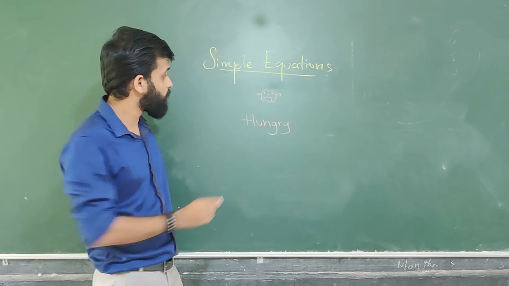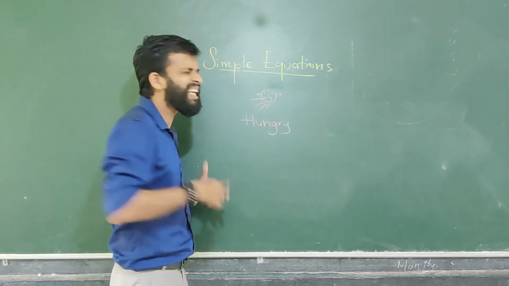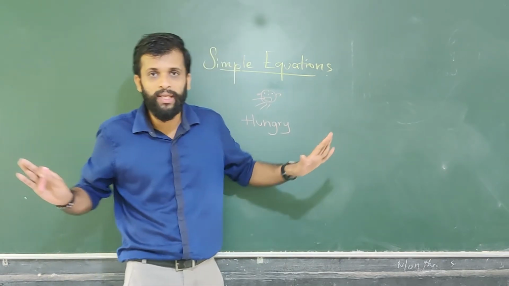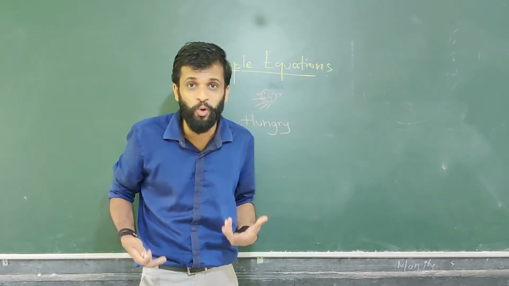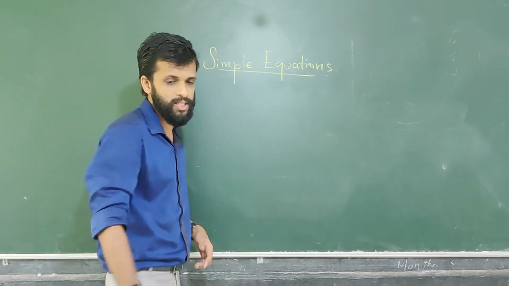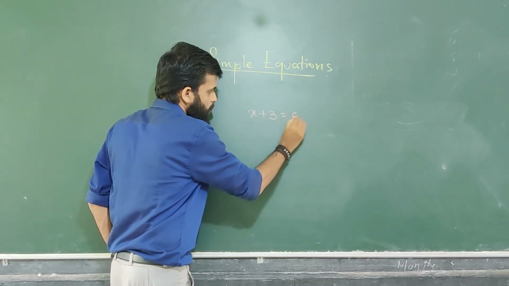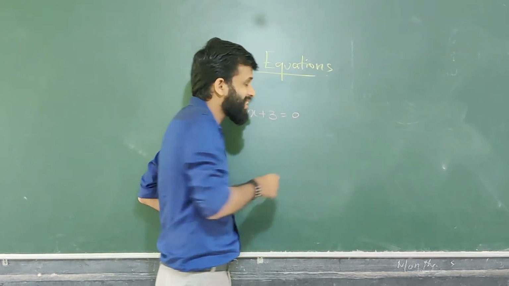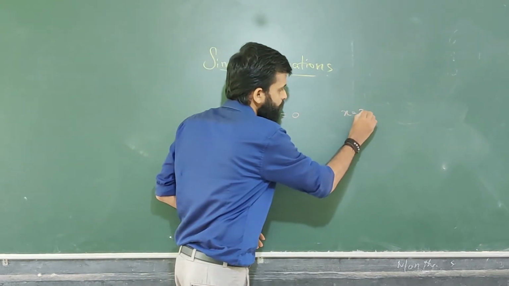Okay, you're hungry. Your stomach is completely empty, and you're screaming that you want to eat something. Can I say that you are completely satisfied? No, you will say, no, I'm not satisfied, I want to eat more, right? So why am I telling you all this? I have an expression or equation x plus 3 equal to 0, and then I'm telling you that this expression is satisfied when x is 3.